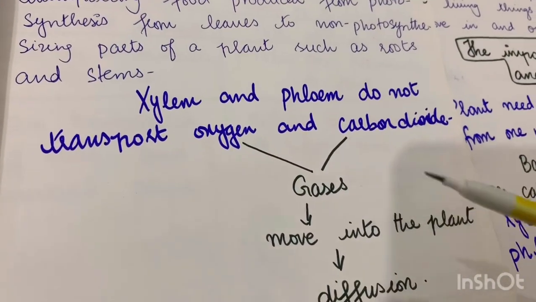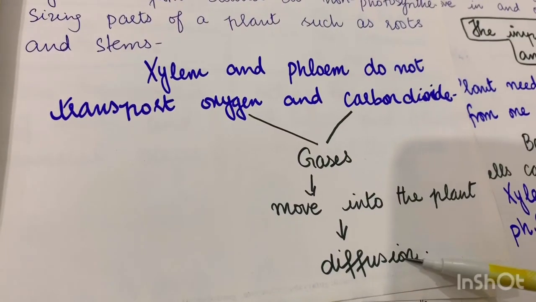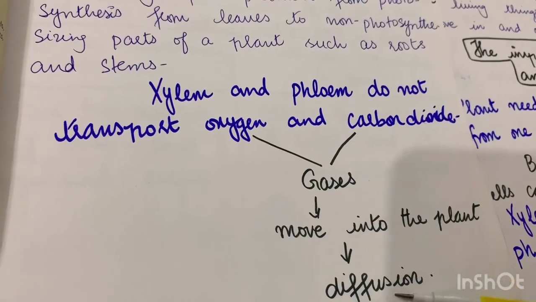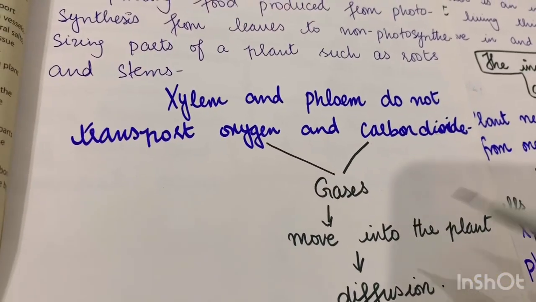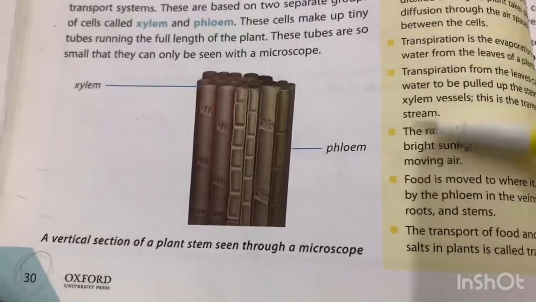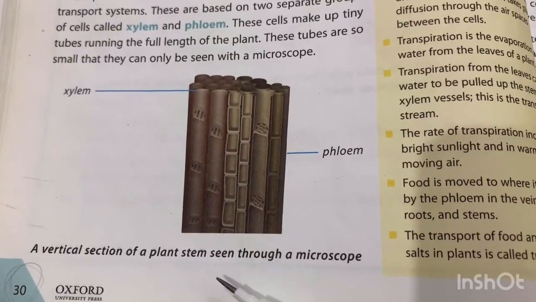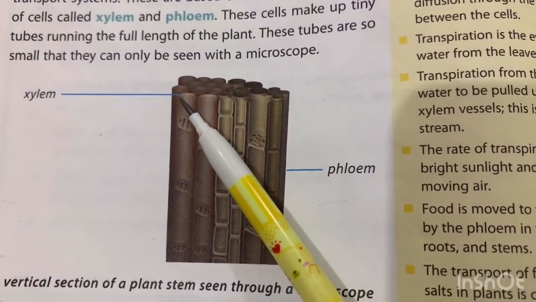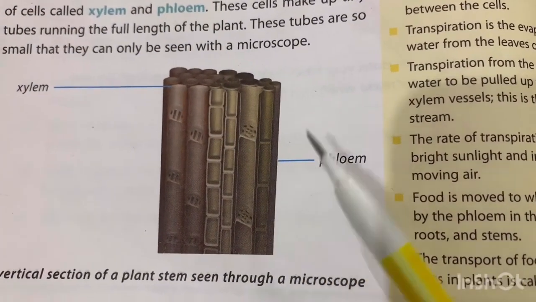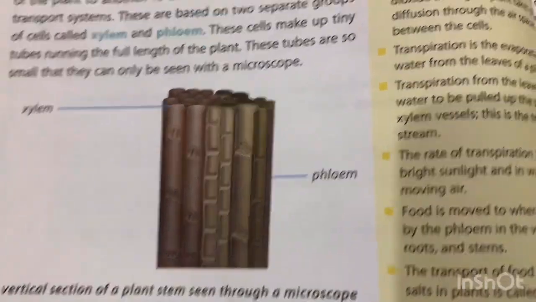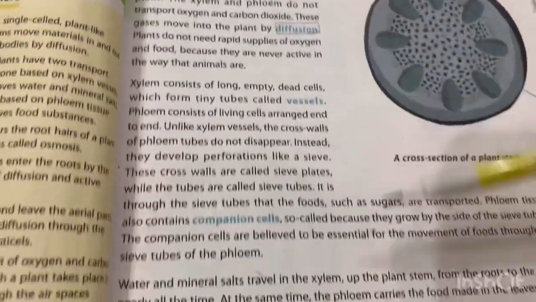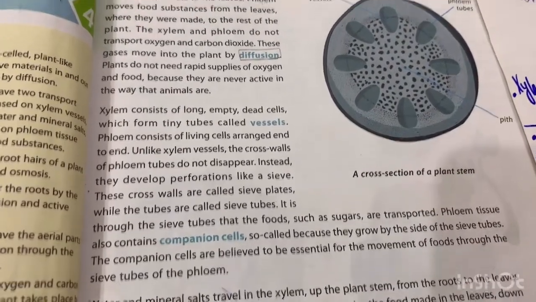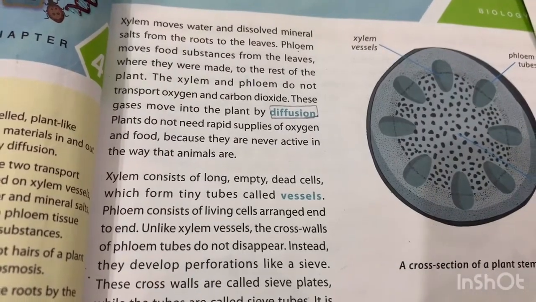These gases move into the plant by a process called diffusion, which transfers substances from a higher concentration to a lower concentration. Here they have the diagram of a vertical section of a plant stem, seen through a microscope. These are the xylem and these are the phloem. You need to draw the diagram in your copies. Just go through the entire paragraph. Take the lecture first and go through the lines, and you will get a complete understanding of what I was talking about in the lecture.